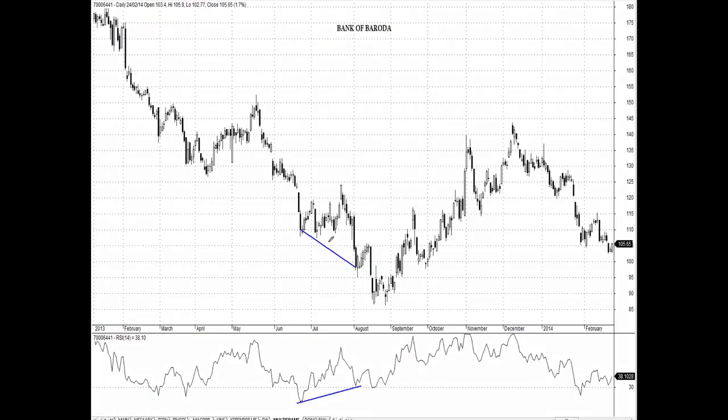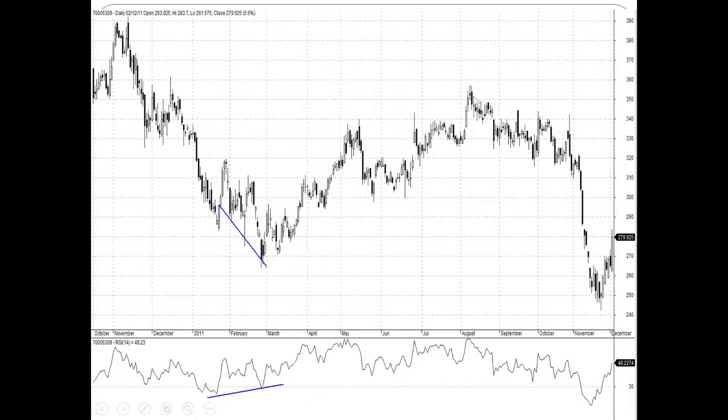Market is in a downtrend. We get a bullish divergence. Market is making a new low. RSI doesn't make a new low. It is bullish divergence. Same case. Market makes a new low. RSI doesn't make a new low. Bullish divergence. Simple bullish divergence.